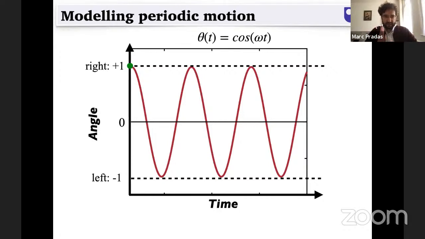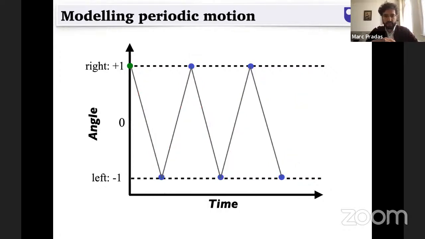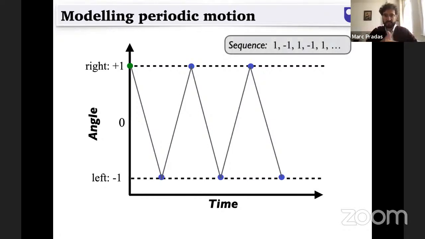However, there is another alternative way of quantifying this motion. Instead of looking at this continuously in time, we could measure the evolution of the angle at some specific points in time. Let's say that we measure the angle when it's on the left or on the right, and that we take these measurements equally spaced in time. So if we remove this continuous dependence, the red line, we are left with a sequence of points, which we can represent as a sequence of numbers: 1, -1, 1, -1, and so on.